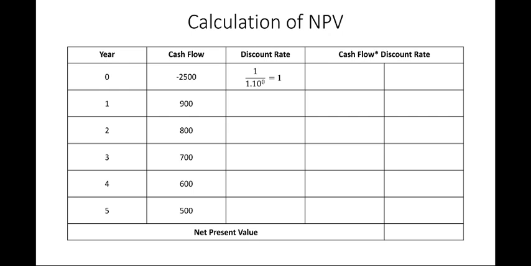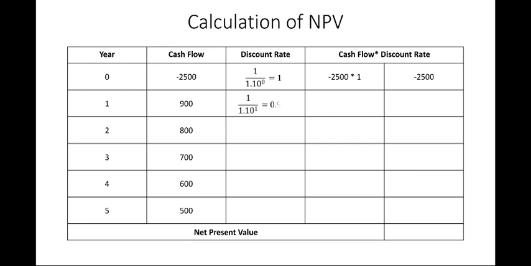So the discount rate will be equal to 1 upon 1.1 raised to the power 0. Here we have taken 0 because this happens at year 0, so it would be raised to the power of the year in which it occurs. So it is 1 upon 1.1 raised to the power 0, and it comes out to be 1. Now we have to multiply minus 2500 by the discount rate, so minus 2500 multiplied by 1 comes out to be minus 2500.